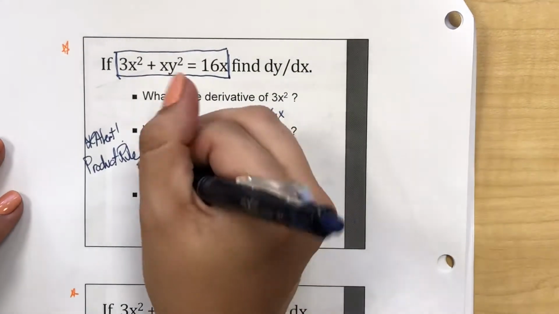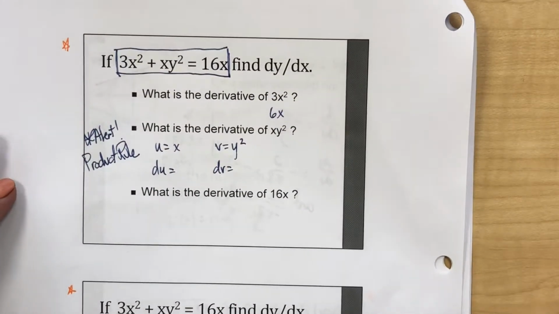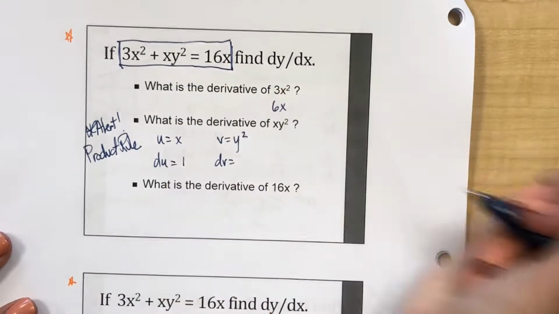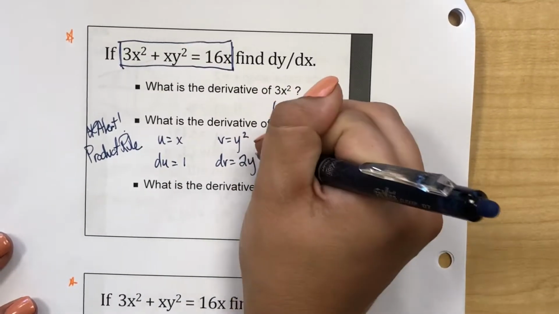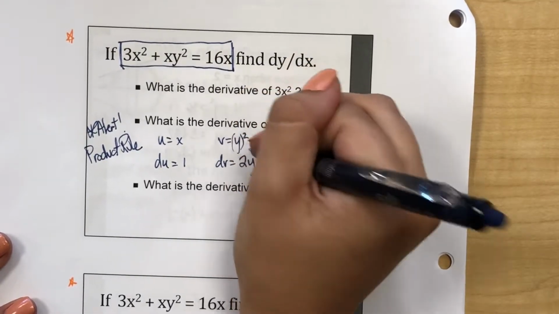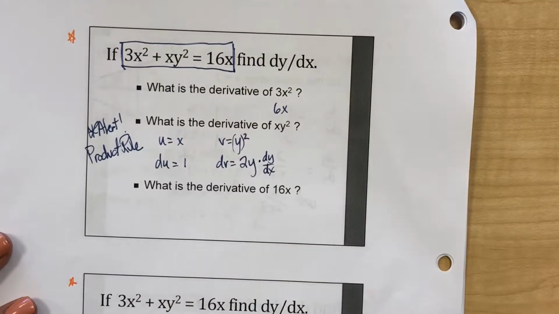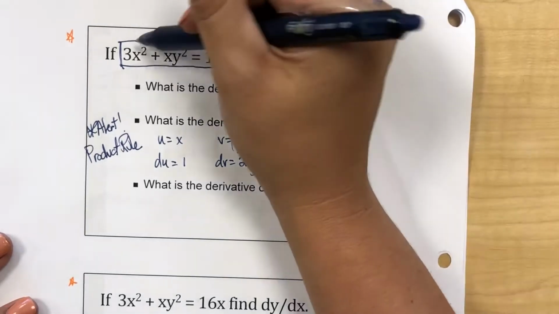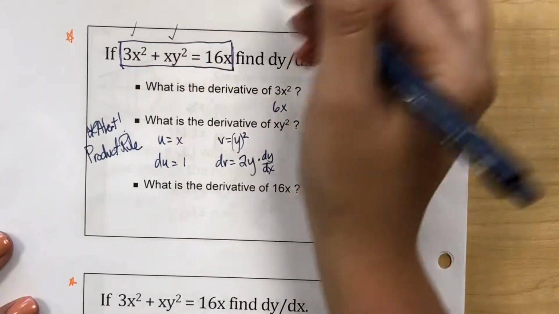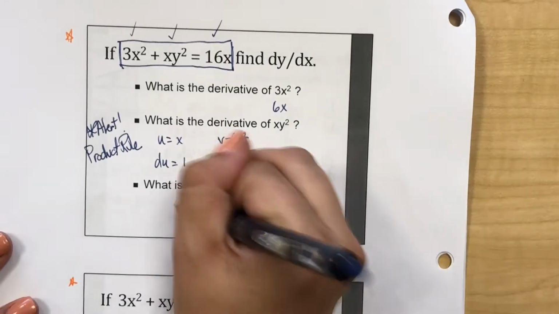du, dv. So what's the derivative of each one? Take a sec. Derivative of x is 1. Derivative of y squared is 2y to the first times the derivative of the inside. If it helps you to do that, you can do that: dy/dx. Okay, so I did the derivative of 3x squared. I did the derivative of xy squared. And now equals, I'm going to take the derivative of 16x, which is right here, 16.